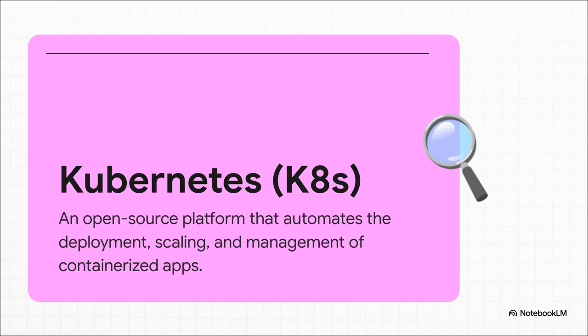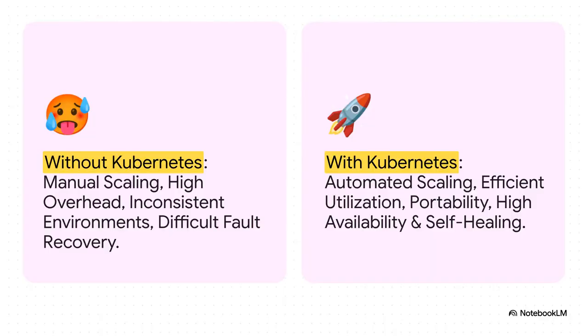To put it simply, Kubernetes does all the heavy lifting for you. It automates the messy stuff, deployment, scaling up when you get busy, and even fixing itself when things break. This frees up developers to actually focus on what they do best, building incredible AI, not wrestling with the underlying plumbing.